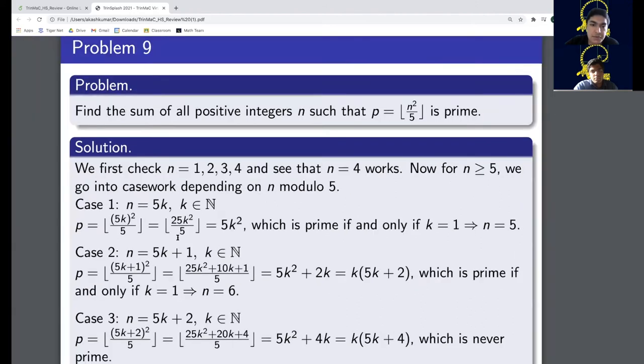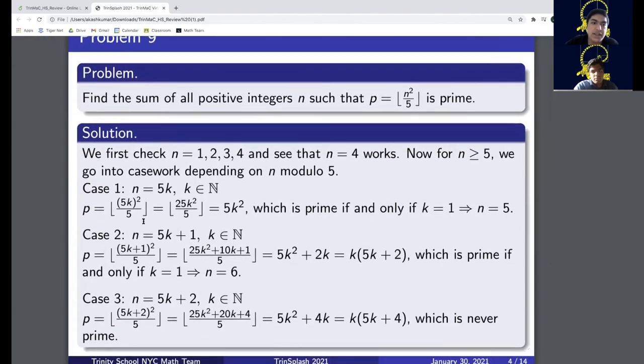The reason we're going into this casework is that the 5 in the numerator oftentimes helps cancel with the 5 in the denominator, allowing you to get rid of the floor and deal with an actual expression as opposed to weird floor things. So once you plug this in, you get 5k squared. The question is, when is 5k squared prime? That's obviously when k is 1, right? Because if k is 2 or 3, then we'll have k as a factor. So it's only prime if k is 1.